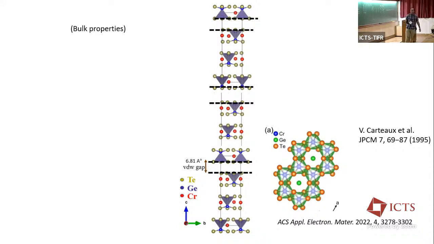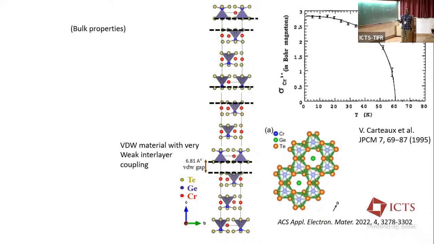So these materials were first found and studied in 1995, and there were a lot of mysteries which were still found at that point of time. What you find is that there is an ordering temperature in this system. The CGT system has an ordering temperature around 67 Kelvin, and there is a magnetic moment of chromium which develops around 3 μB in the material.